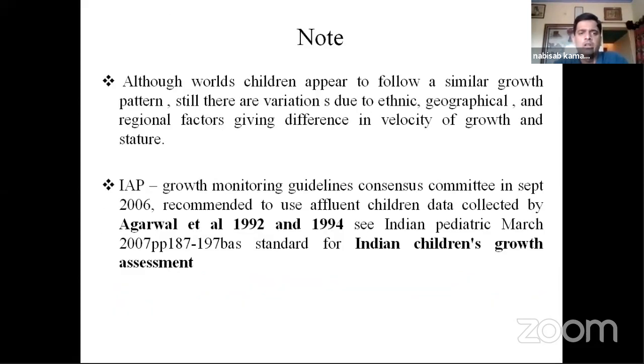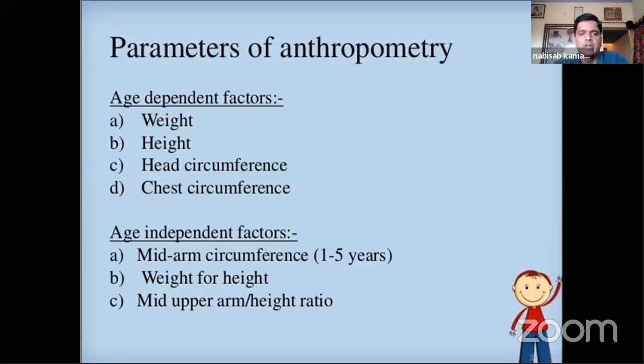Before knowing the nutritional anthropometry, although the world's children appear to follow a similar growth pattern, there are still variations due to ethnic, geographical, and regional factors, giving differences in velocity of growth and stature. The Indian Academy of Pediatrics adopted the Agarwal et al. 1992 and 94 growth charts to assess Indian children's growth. Parameters of nutritional anthropometry: age dependent factors like weight, height, head circumference, chest circumference. Age independent factors like mid-arm circumference, weight for height, mid upper arm and height ratio.